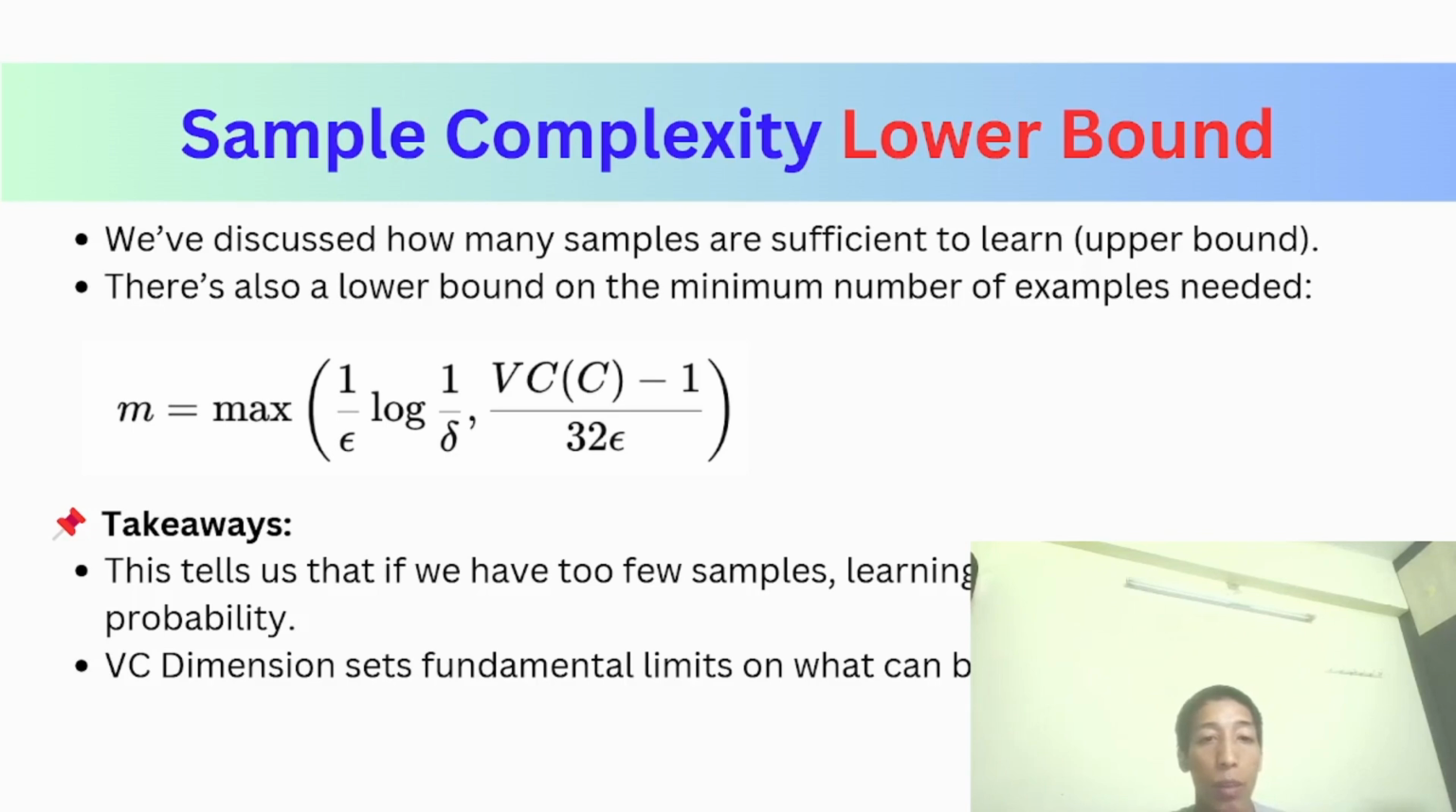Sample complexity lower bound. We have discussed the upper bound on sample complexity: how many examples are sufficient to learn? But there is also a lower bound, which tells us the minimum number of examples needed for successful learning. The key takeaway here is that if we have too few training samples, learning becomes impossible with high probability. The VC dimension, therefore, sets fundamental limits on what we can learn effectively.